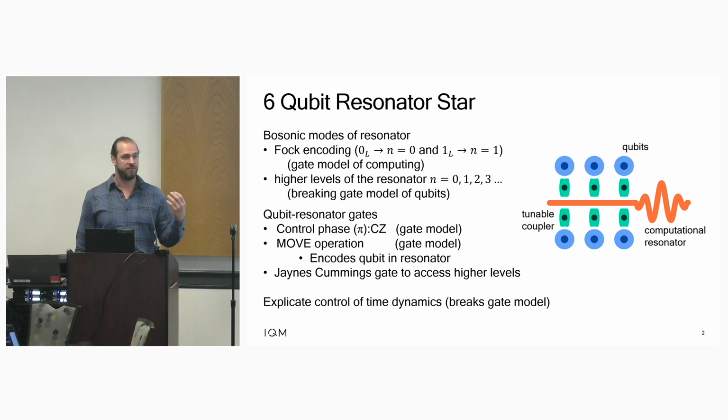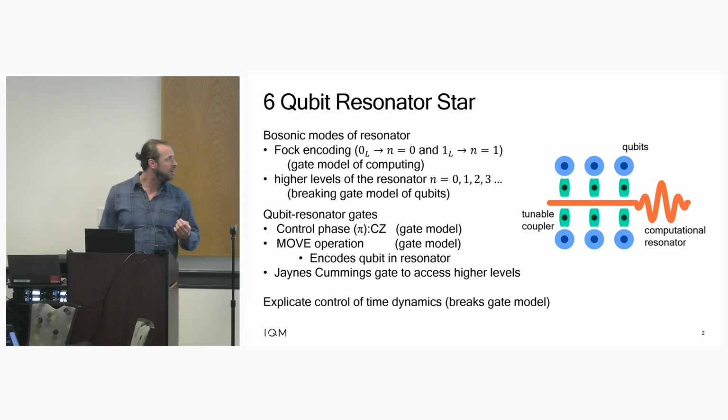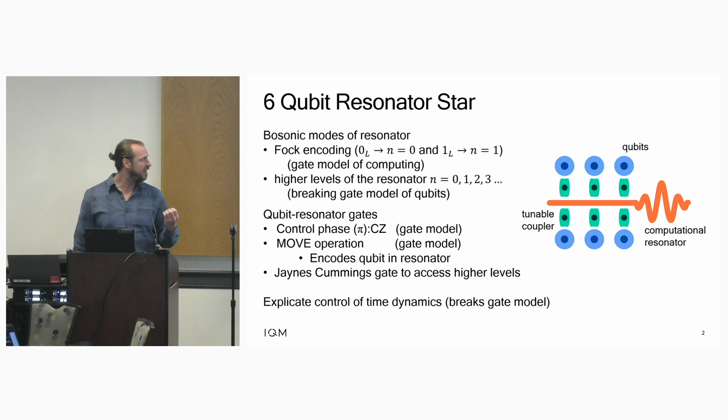One is a controlled phase between a qubit and a resonator, which in a qubit encoding is equivalent to a standard qubit-qubit controlled phase. And then we have an exchange operation that, depending on how you use it, we give it a different name. If it is just shuttling an excitation into the resonator to do the encoding, we call it the move. And then if we are interacting to access the higher levels, we refer to it as a Jaynes-Cummings gate because it implements a Jaynes-Cummings type interaction.